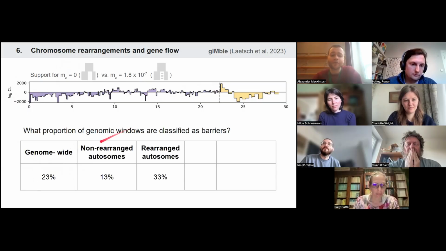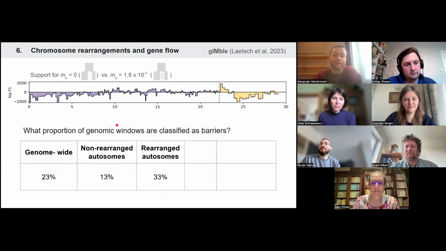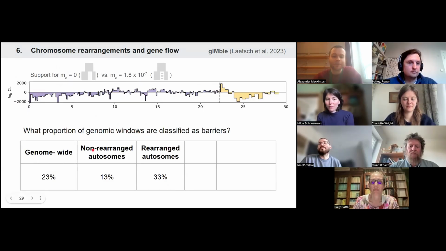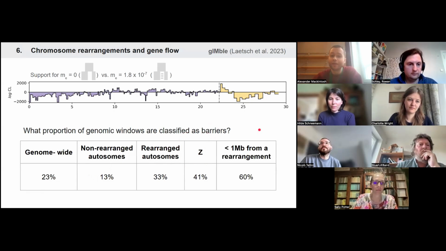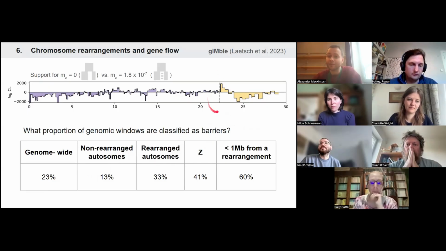We can do the same, but for non-rearranged and rearranged autosomes, and we find that windows are much more frequently categorized as barrier windows on rearranged autosomes than non-rearranged ones, and this is a statistically significant difference. The same is true for the Z chromosome, and actually we get an even stronger effect if we limit our sampling of windows to just 1 megabase either side of a rearrangement point like this.